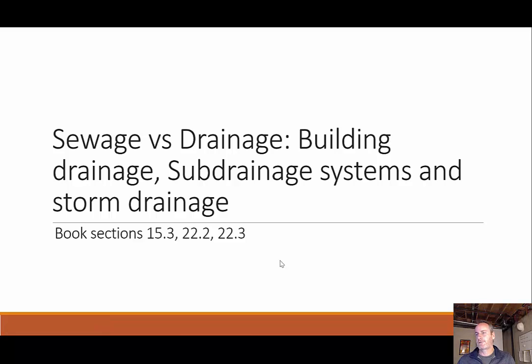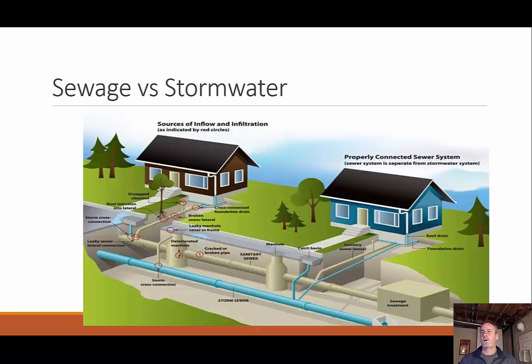Let's talk about getting it out. Sewage versus drainage. Building drainage, sub-drainage systems, and storm drainage. What is the difference between sewage and storm water? Either way, we're getting water away from our structure. The question is, did it originate from inside the structure or did it originate from outside the structure? Meaning I can see here if I had some rain or some snow hitting this, going down this gutter, coming down, and now I'm in this storm water side of things, right? Versus on the other side, I have this sanitary sewer, which is coming from our sinks and our toilets and everything else inside the house, right?